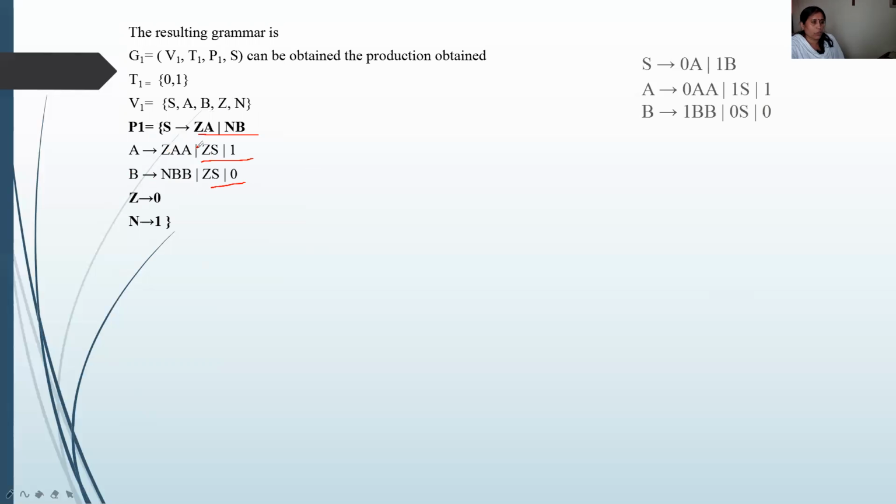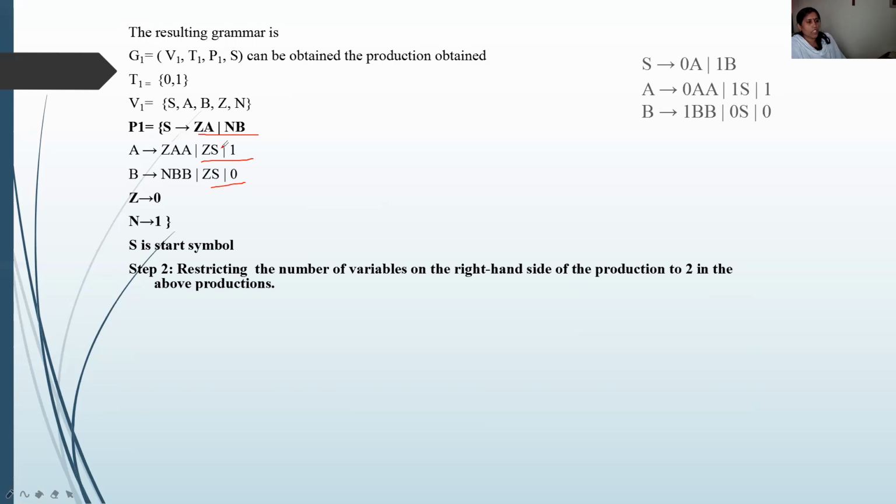This is having two variables. This is having two variables. This is having two variables. This is having two variables. But this has a single terminal. This has a single terminal. So the ones which are already in CNF form, we'll take them out. And the productions which are not in a CNF form are A produces ZAA, B produces NBB.